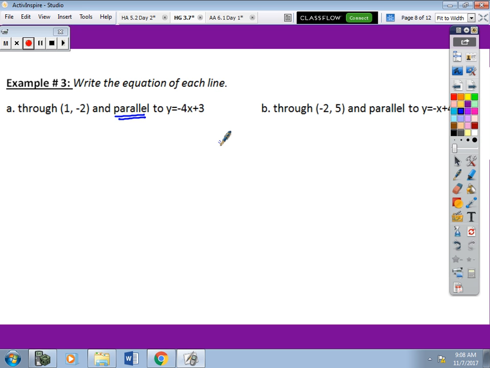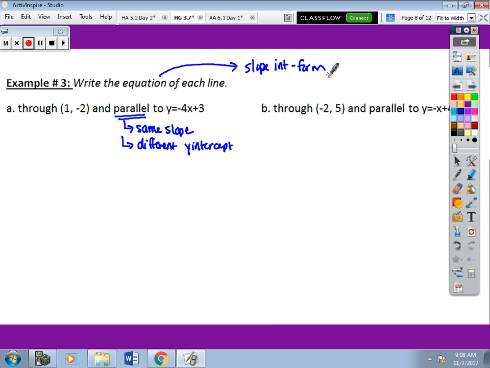So again, if a line is parallel, we know that it has to have the same slope, but it has to have a different y-intercept. And I should have told you what form to put this in. So let's just say slope-intercept form. Now, even though I want the answer in slope-intercept form, that's not necessarily the form you're going to start with. So first of all, we look at the equation. Y equals negative 4x plus 3. The slope we can see is negative 4.